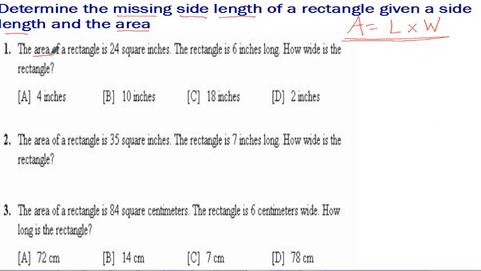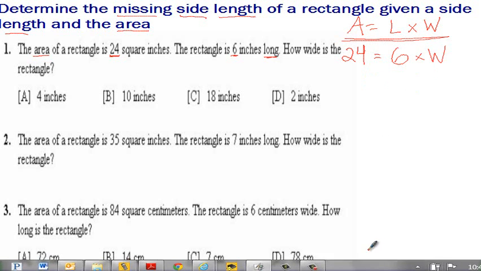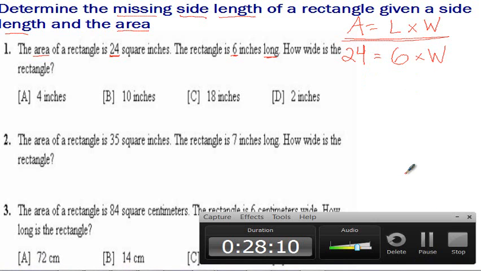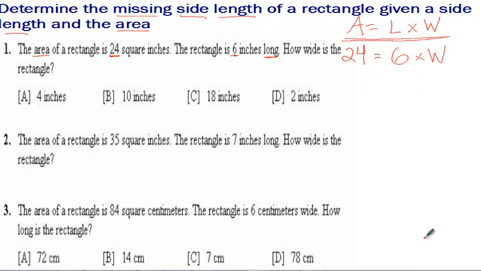The area of a rectangle is 24 square units. So now they're actually giving us what? The area. The area equals 24. The rectangle is 6 inches long. With the length. How wide is the rectangle? In this type of problem, this is what it's showing you: 6 times something equals 24.